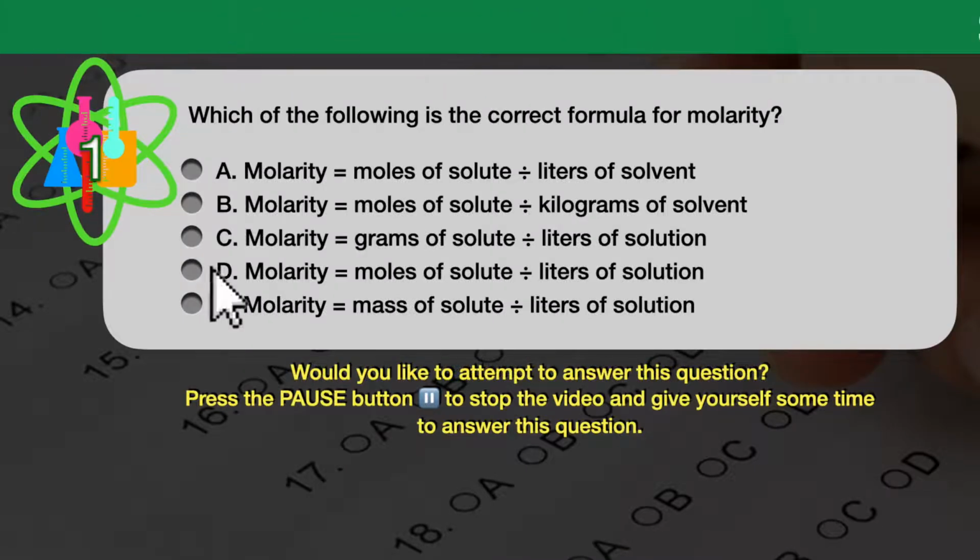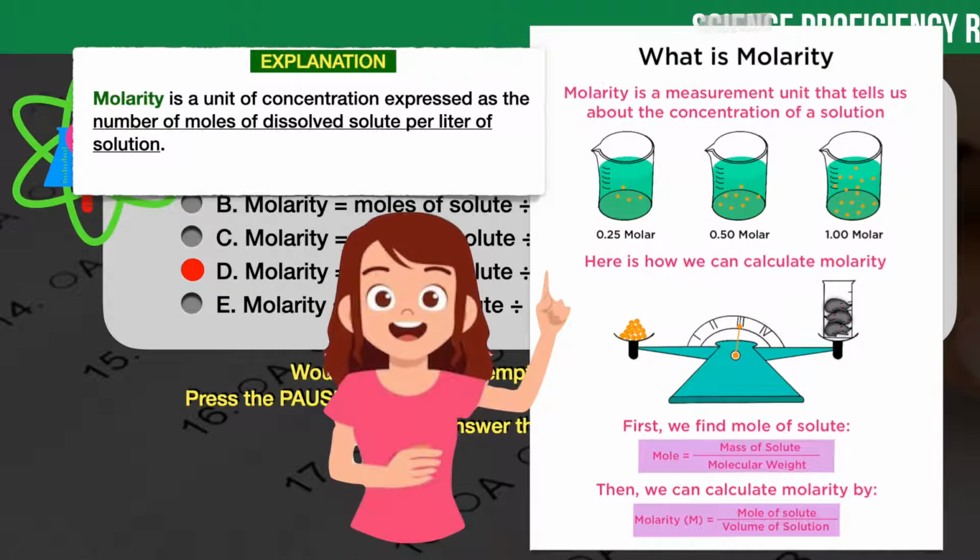The correct answer is D. Molarity is equal to the moles of solute divided by liters of solution. Molarity is a unit of concentration expressed as the number of moles of dissolved solute per liter of solution.